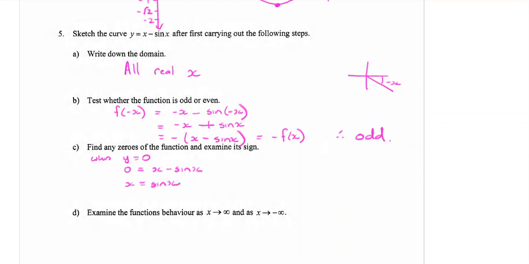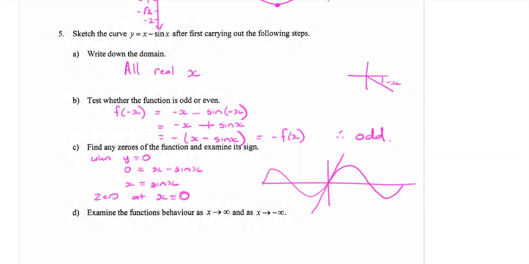Very small angle is a good way of describing it. Let's have a think of the graph. The sine x graph does this that way, and it can do the same thing going that way. So that's what the sine x looks like. So y equals sine x is that one. And if I did y equals x, it would be a line with a gradient of 1 that goes through like that. Where are they equal? At 0. So my zero is at x equals 0.